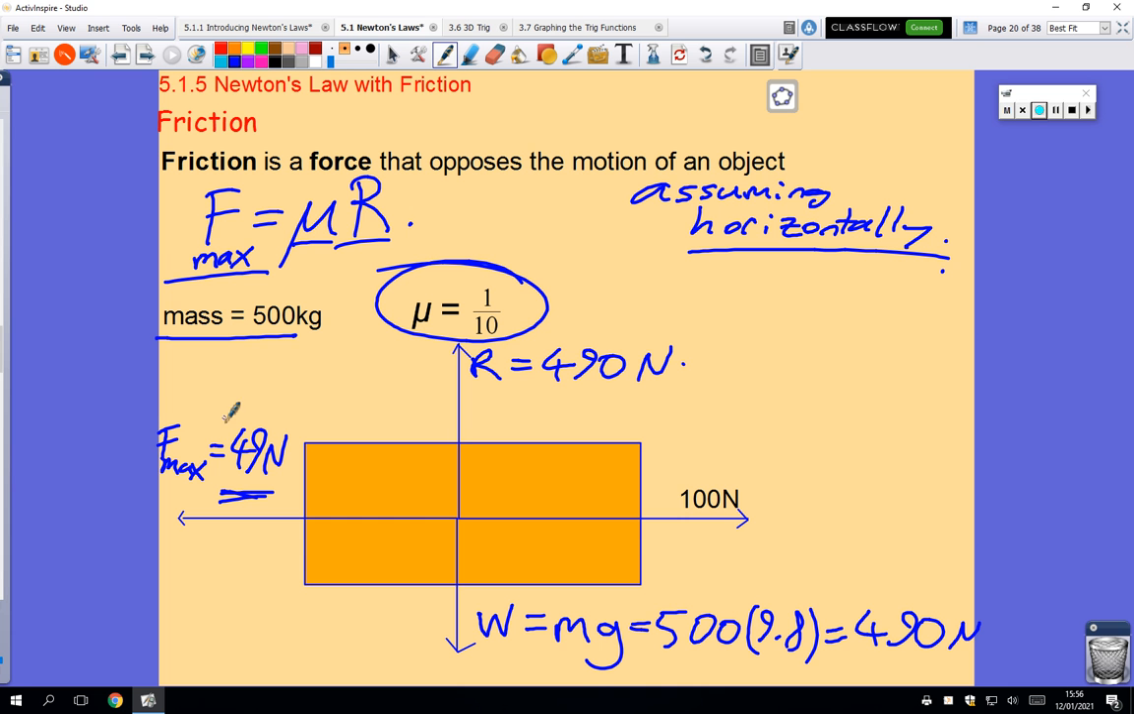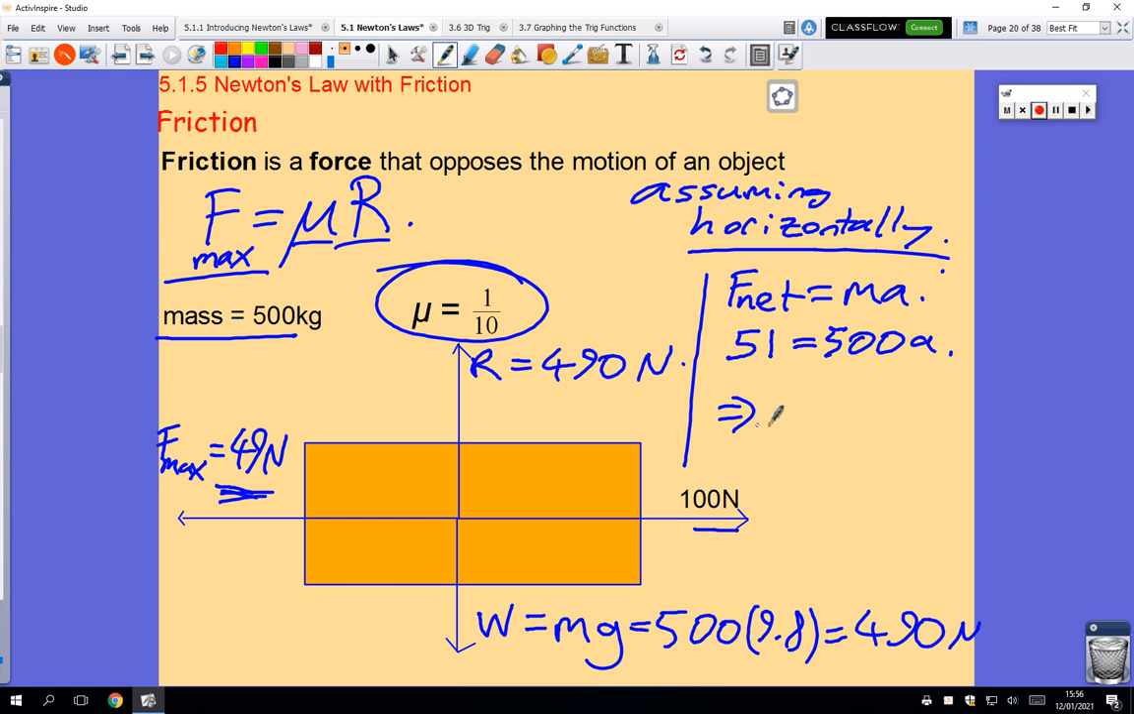Okay, remember F net equals MA. The net force in this case would be the 100 newton pulling force minus the 49 newton friction force. So we'd have a net force of 51 newtons, and that would equal the mass of the object, 500, times the acceleration. So we can work out that the acceleration of the object will be 51 divided by 500 meters per second squared.